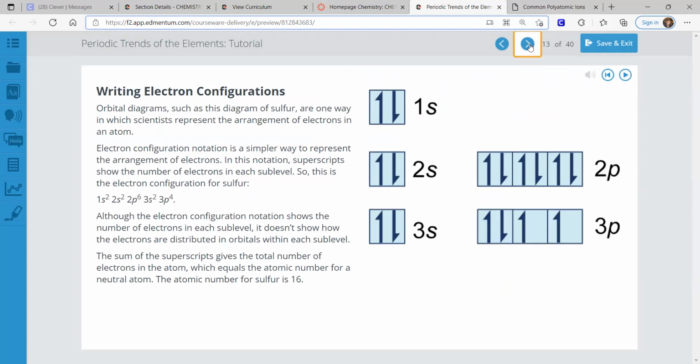Writing electron configurations. So we take this information and then write it out as 1s2, there's 2 in the 1s, 2s2, there's 2 there, and 2p6. There are 6 in a p level if it's all filled up. Then 3s2, and 3p only has 4.